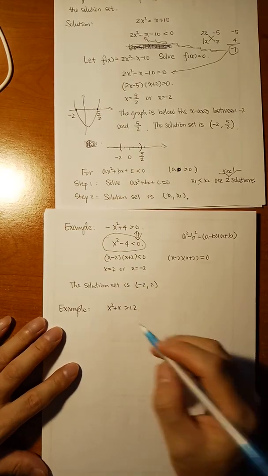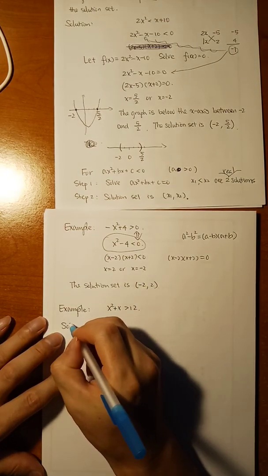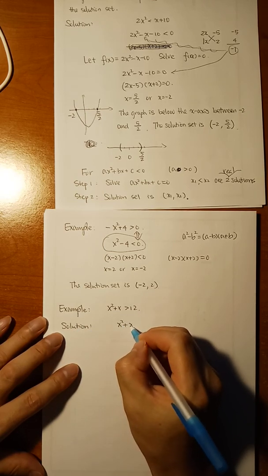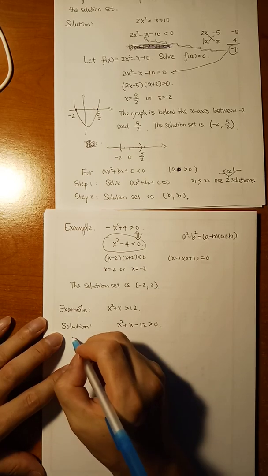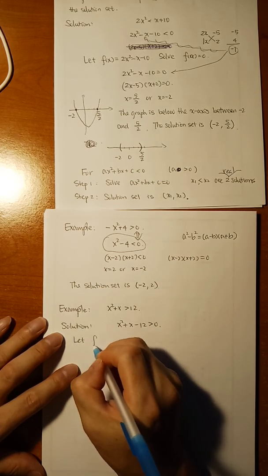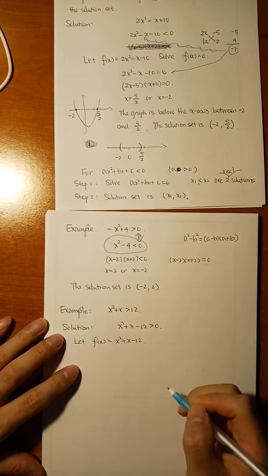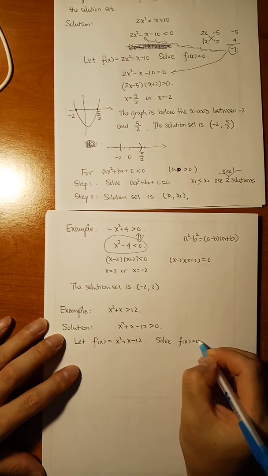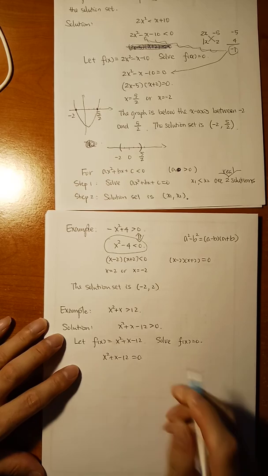We solve the inequality x squared plus x greater than 12. So first, you move all the terms to the left side, and then you define your quadratic function. You solve the quadratic function equal to 0. So x squared plus x minus 12 is equal to 0.